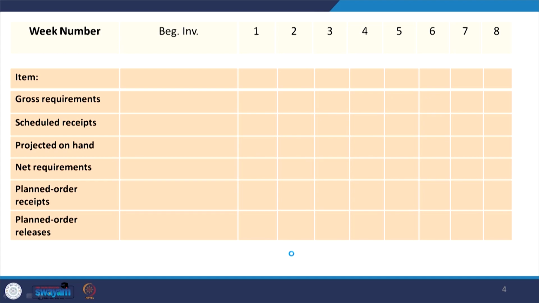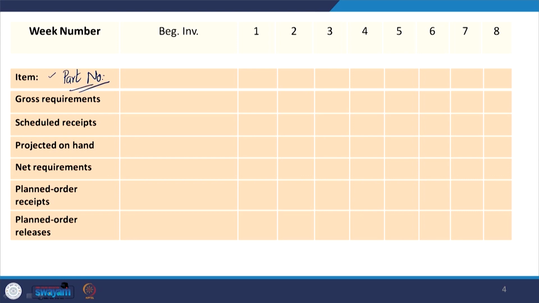Here you have the items that you are talking about. Normally in our setup we give components a particular number, so you know each item with its part number.